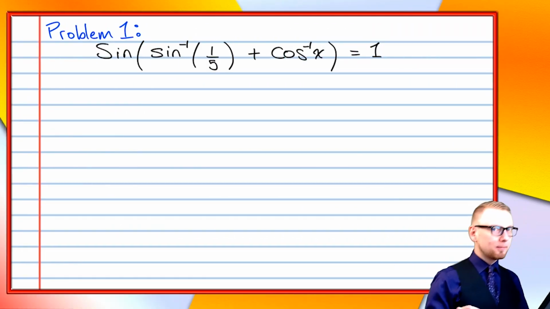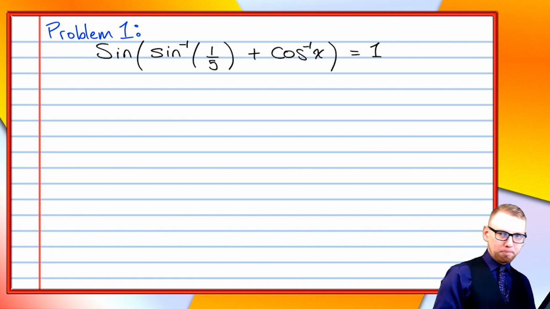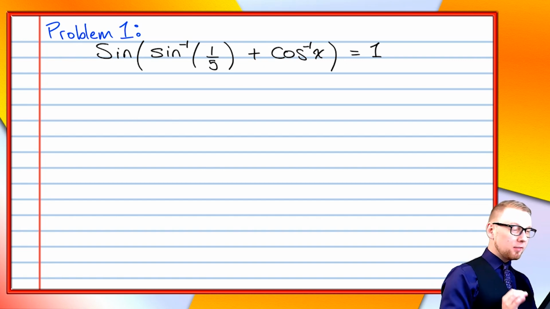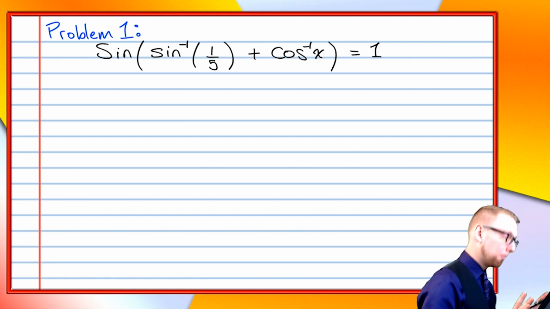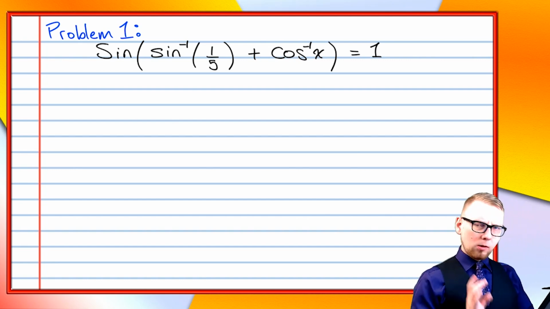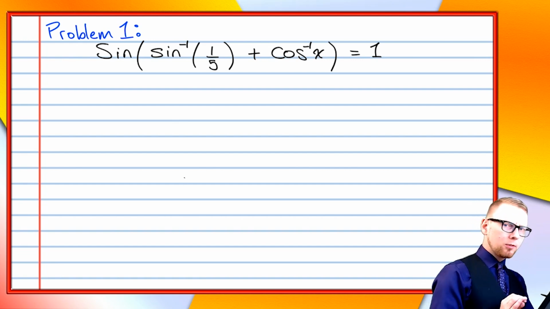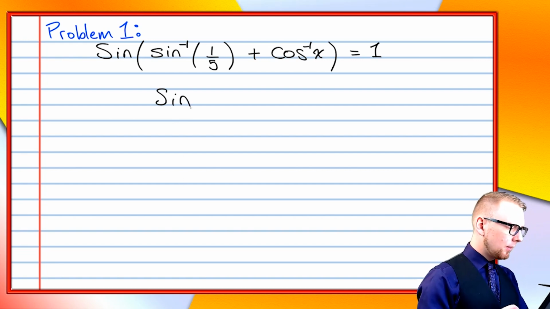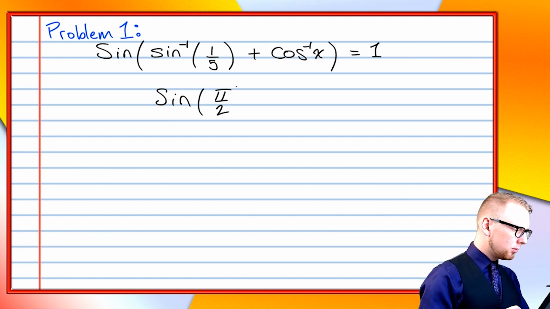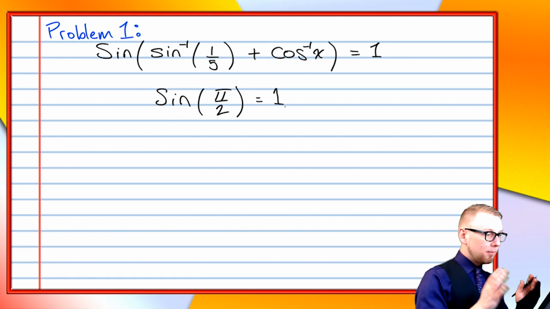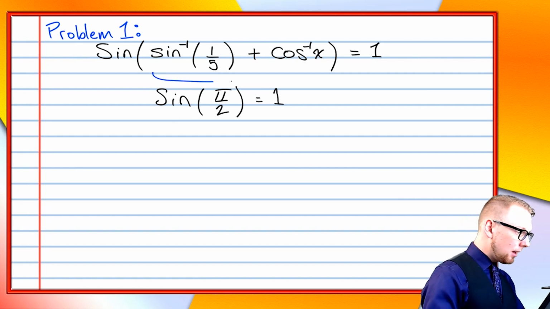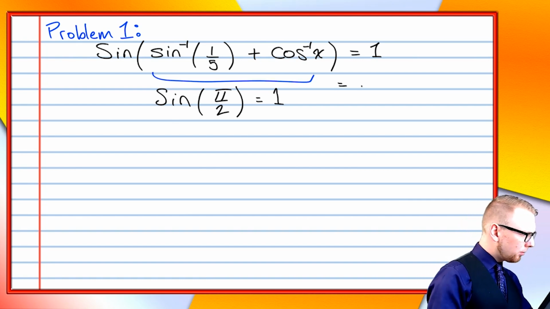Okay guys, so you ready? It's problem 1. We've got the sine of sine inverse of 1/5 plus cosine inverse of x all equal to 1. Well, let's take a look here. We know from basic trig from before that sine of pi over 2 is 1. So that means that this inside piece is equal to pi over 2.